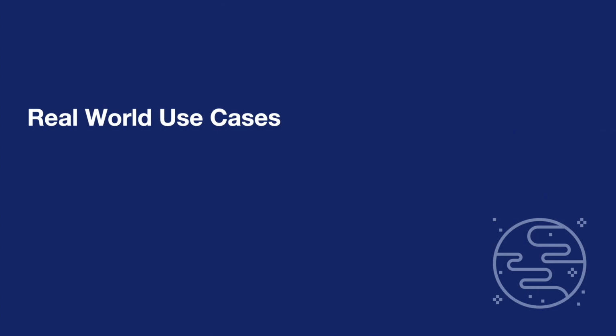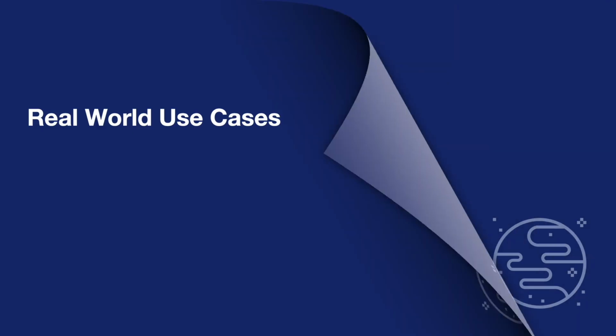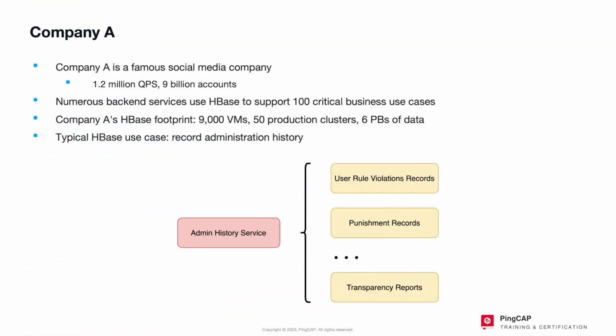In this unit, we are going to talk about two real-world use cases. Let's first look at Company A. Company A is one of the most famous social media companies in the world. Company A has more than 1.2 million QPS and more than 9 billion accounts.